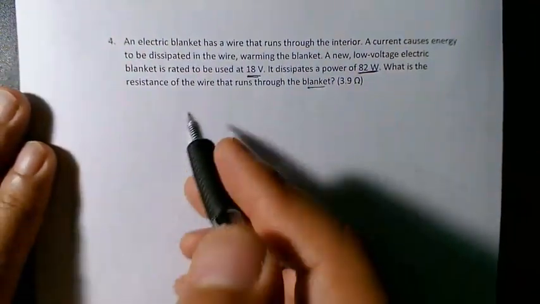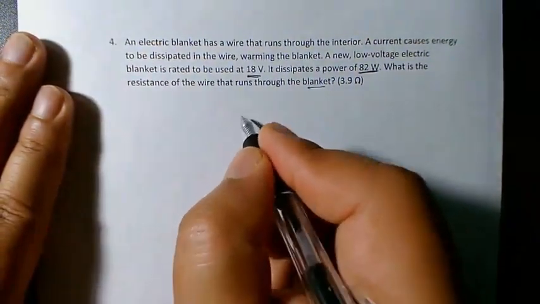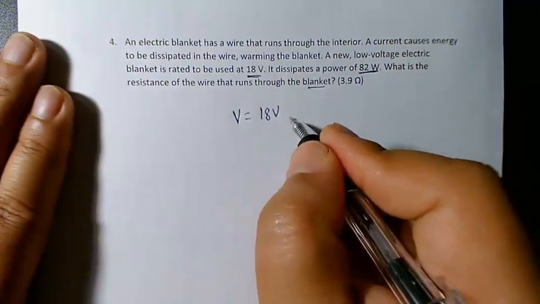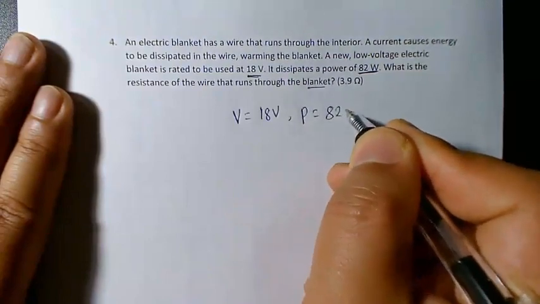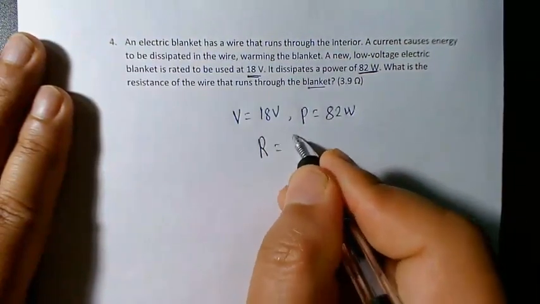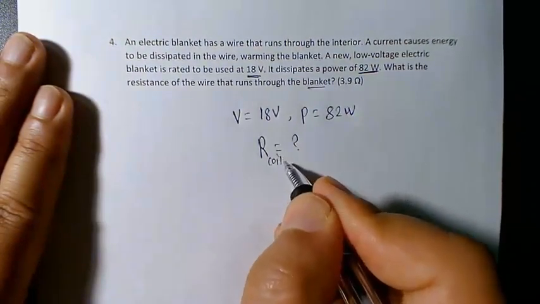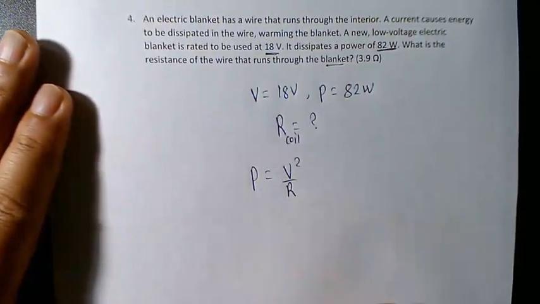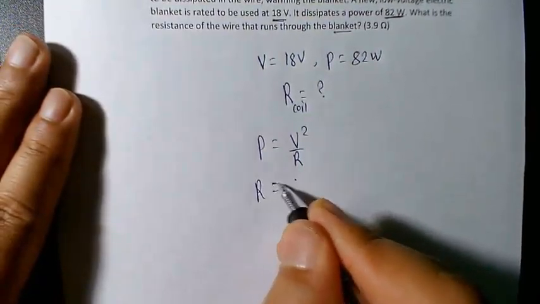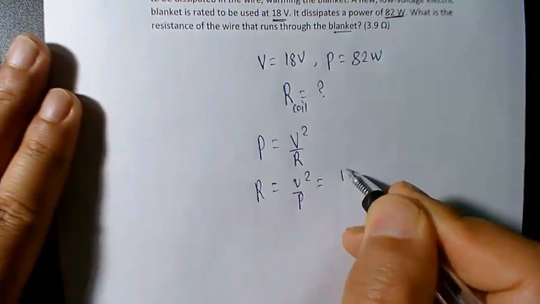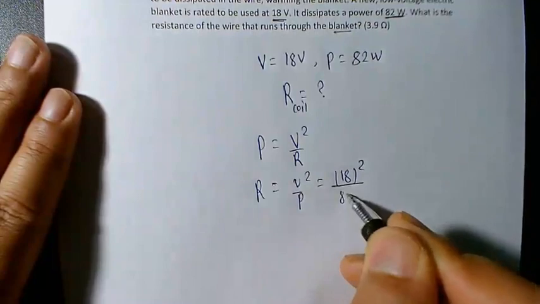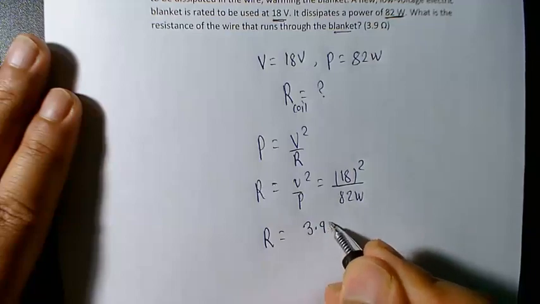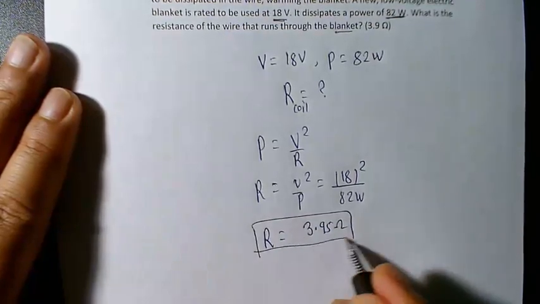It's really easy actually, just straightforward. You're given its operating voltage. When you apply 18 volts, it dissipates 82 watts of power. It's asking what's the resistance of the coil used in this electric blanket. Power is V squared over R, and R is V squared over power. That's it. So 18 volts squared divided by the power, 82 watts. So the resistance of the coil must be 3.95 ohms. That's it.